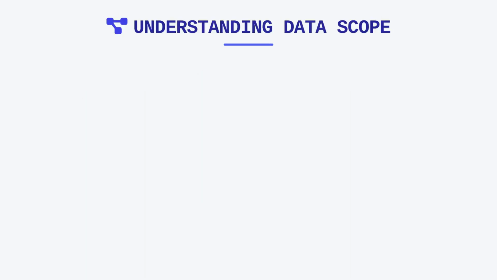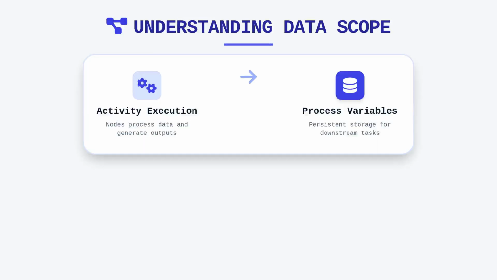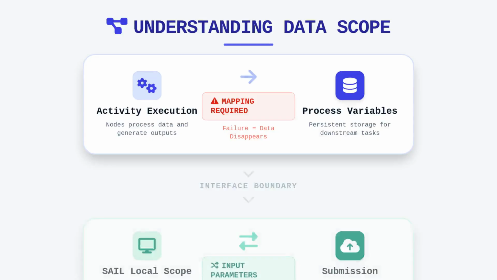The concept of scope is perhaps the most significant constraint you will encounter when designing these data flows. If you fail to map data from the output of an activity back into a process variable, that data effectively disappears once the node completes its cycle, rendering it unavailable for downstream tasks. Furthermore, when you are working with user interfaces, you are often interacting with these variables through the SAIL framework. SAIL interfaces have their own local variable scope, which is distinct from the process variable scope, requiring you to map process data into input parameters for your interfaces.